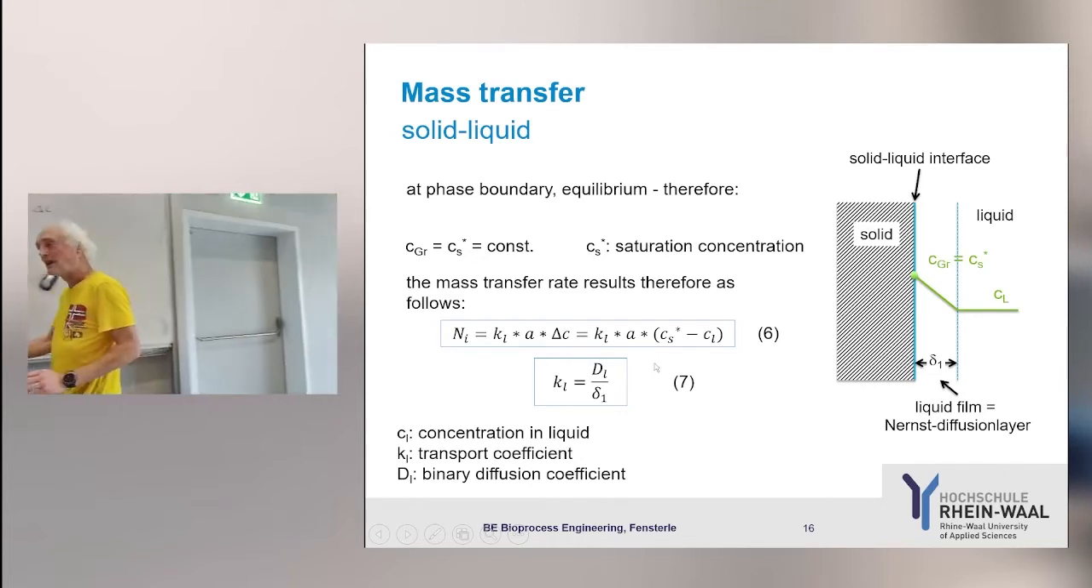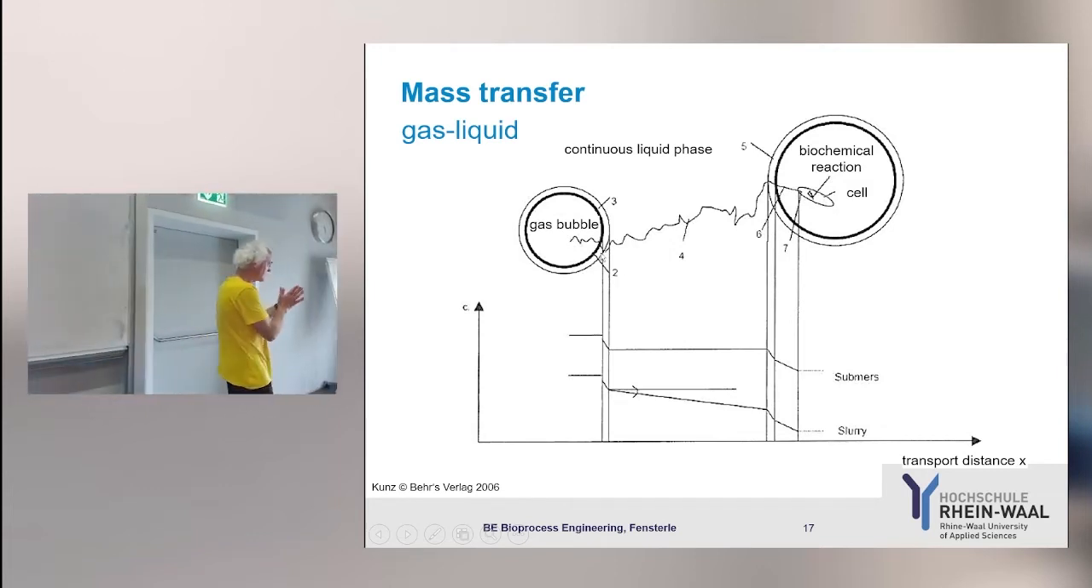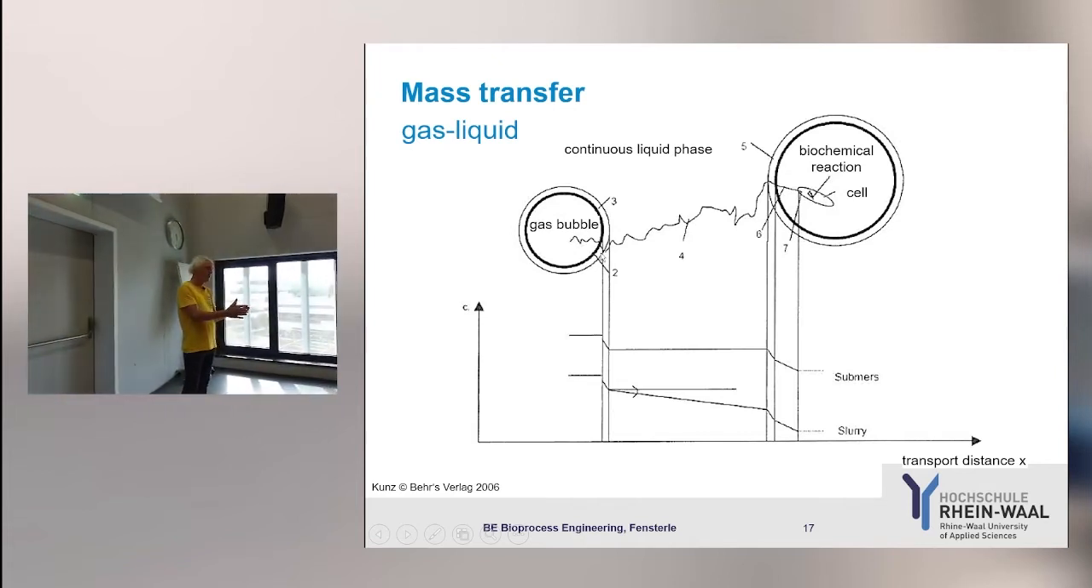Okay. This is solid-liquid transfer, and now we come to gas-liquid transfer. That's what we're interested in. If we look at this, we first need to think of how this oxygen comes to our cell in the end. The answer is very simple. First of all, the oxygen is in the gas bubble with a high concentration. Then it needs to go to the liquid, and there will be a liquid film on the phase border from the gas to the liquid.